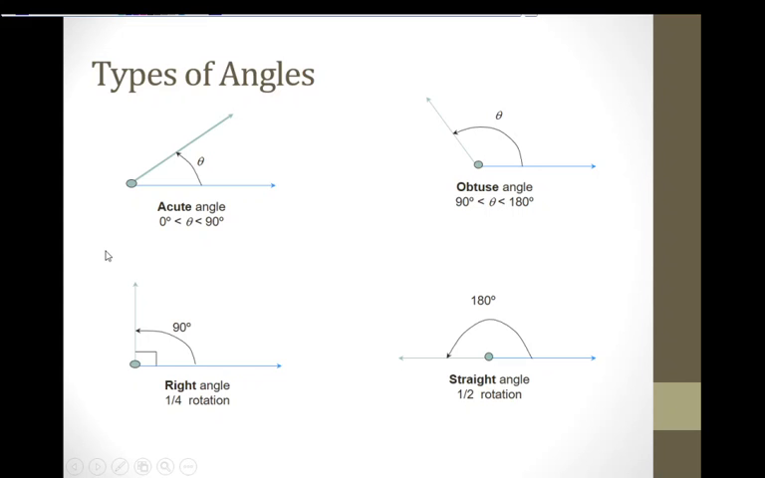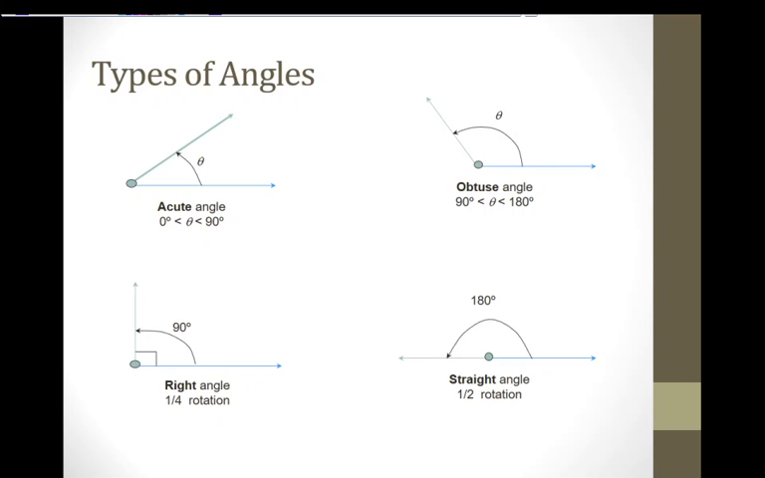All right, types of angles. Now we're going back to elementary school. Acute angles, obtuse angles, right angles, and straight angles. Really easy definitions. You should already know these. This is just a refresher. Although it is important to know there is a difference between a straight angle and a line. A straight angle is basically two rays where the angle measure is 180 degrees.